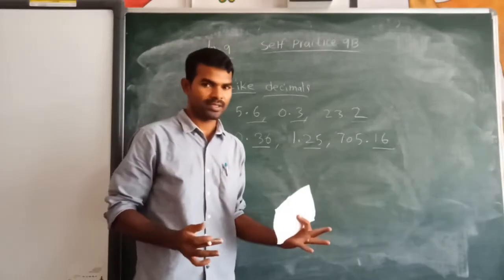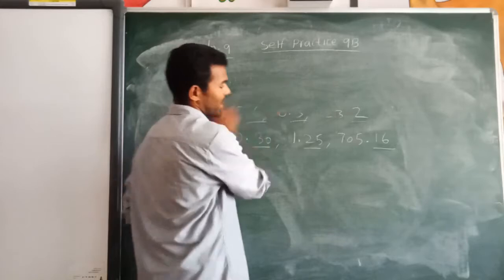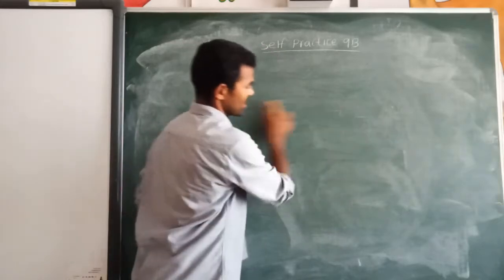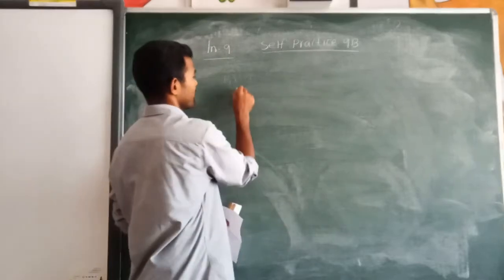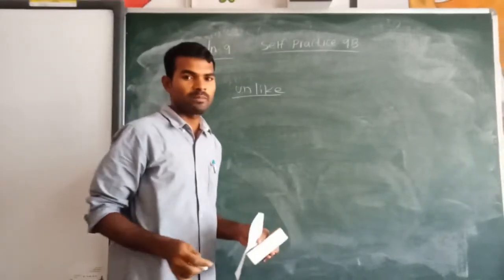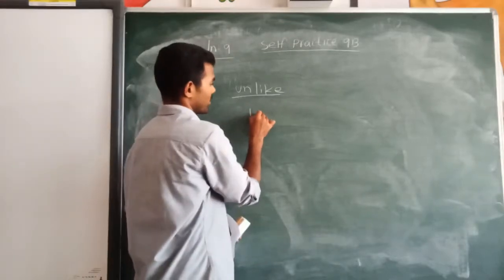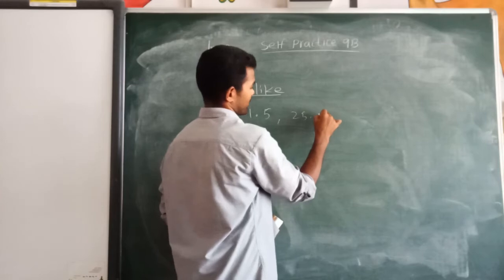Now you got the idea of what unlike decimal is. Unlike means just the opposite: different decimal places. For unlike, it will be different decimal places. For example 1.5, 25.